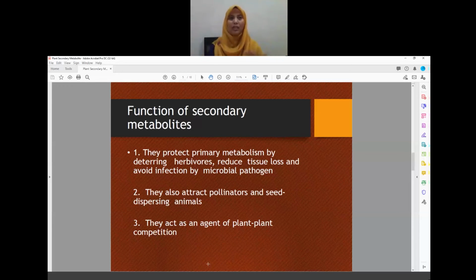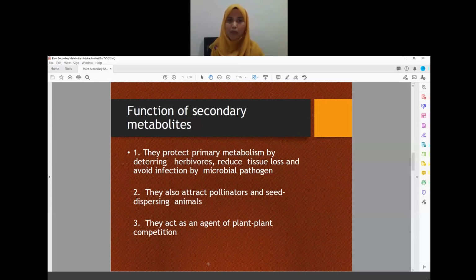Okay, the biotic factor I mentioned just now, examples of the biotic factor are the attack from pests and also diseases. So yes, they protect the primary metabolism by deterring the herbivores, reducing the tissue loss, and also avoiding infection by microbial pathogens. Another function of these secondary metabolites is that they attract pollinators and seed dispersing animals.